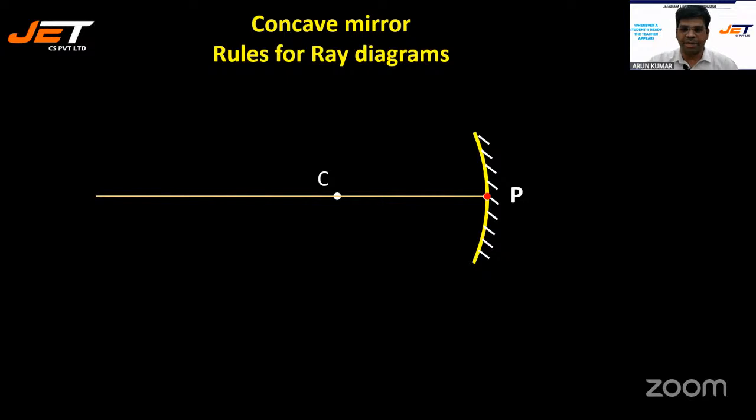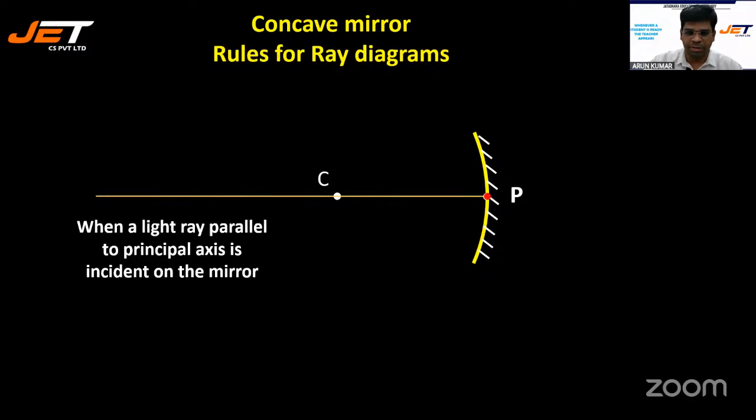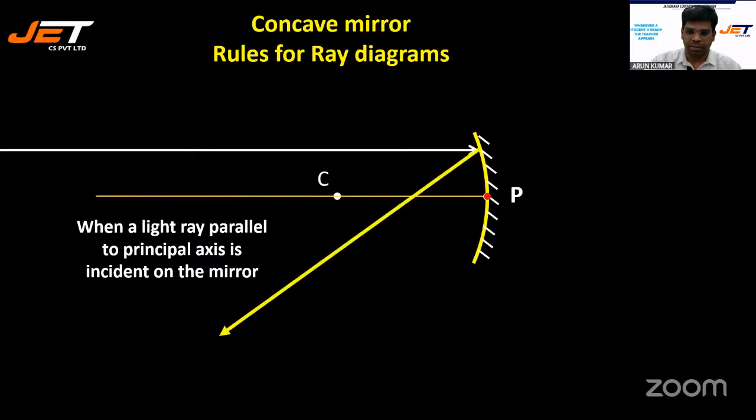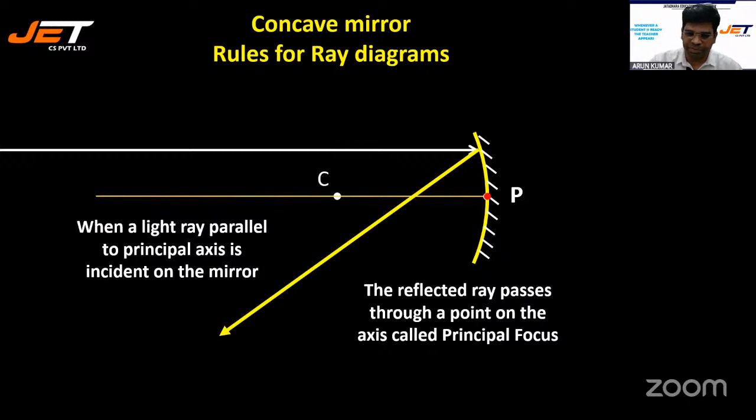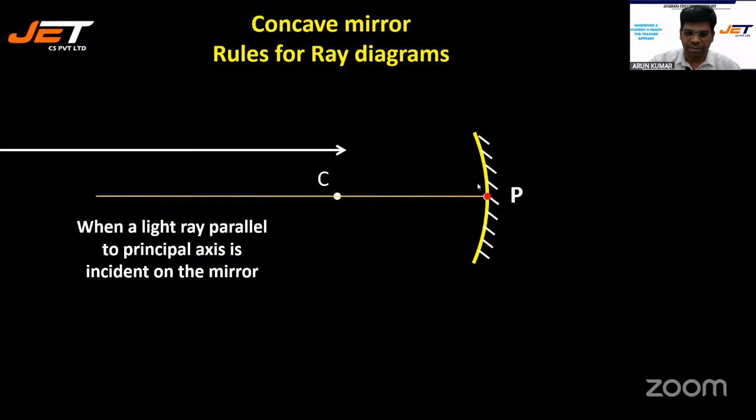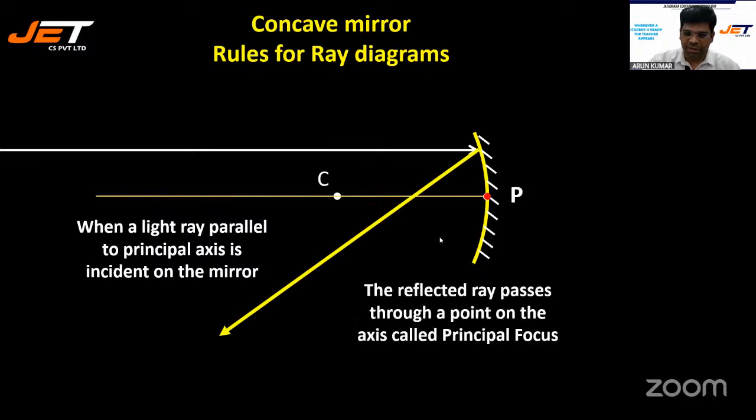Let's see the rules for ray diagrams for a concave mirror. When a light ray parallel to the principal axis is incident on the mirror, it gets reflected and passes through what is known as the principal focus. The reflected ray passes through a point on the axis called the principal focus. This is the first rule.